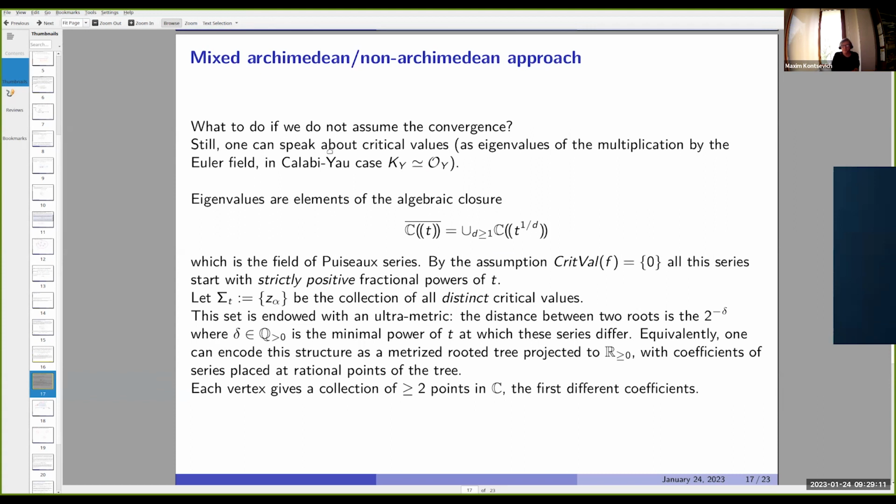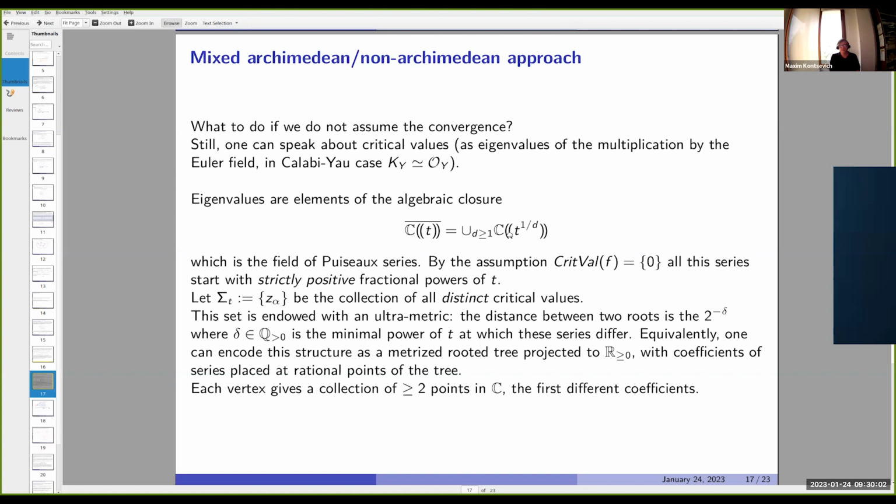Then there will be what I explained about the Euler field, and multiplication by the Euler field gives an operator on homology, and it has eigenvalues. These eigenvalues we call critical values in this setting. If you consider this algebraic, formal family of solutions of the Maurer-Cartan equation, these eigenvalues will be elements of the algebraic closure of the field of Laurent series, which are Puiseux series. So it's a kind of Laurent series in fractional powers of t. And because we start with the situation where we have one critical value 0, the deformation series all start with strictly positive fractional powers of t.